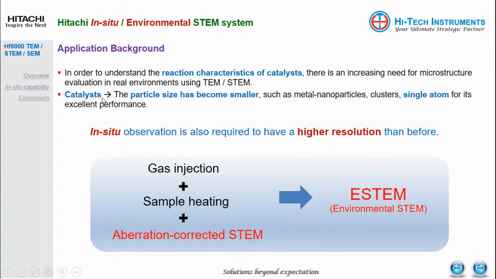And for catalysts, the particle size has become smaller, which offers excellent performance, such as metal nanoparticles, clusters, or even single atoms. In situ observation is required to have a higher resolution than before. So the design of this environmental STEM in HF5000 comes with gas injection and sample heating using the holder, and also an aberration corrector STEM to achieve atomic resolution.